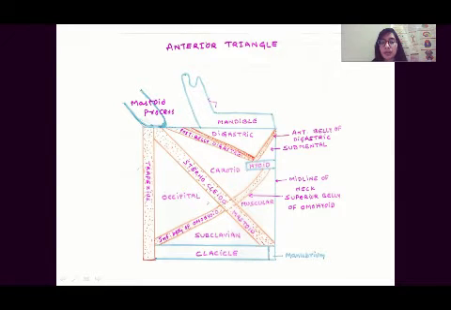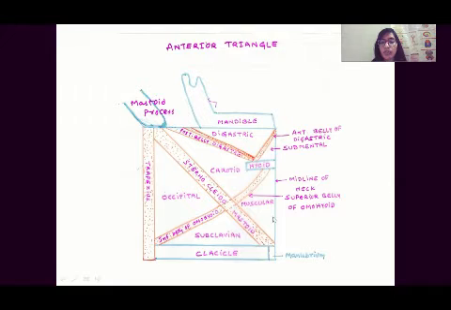Now coming to the posterior triangle first. This is the superior belly of omohyoid and this is the inferior belly. The inferior belly of the omohyoid divides the posterior triangle. This triangle you are seeing here is the posterior triangle of the neck, and the inferior belly of omohyoid divides this posterior triangle into two parts, the occipital and subclavian triangle. And in the case of the anterior triangle, you can see here the anterior triangle is this whole region.